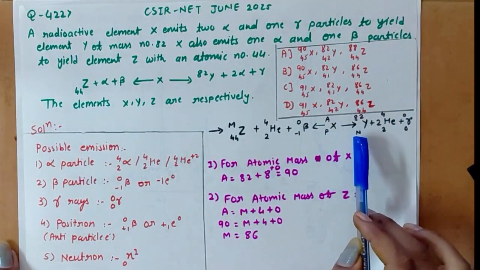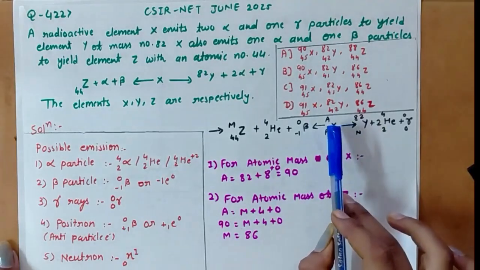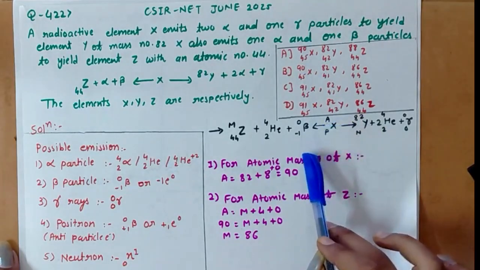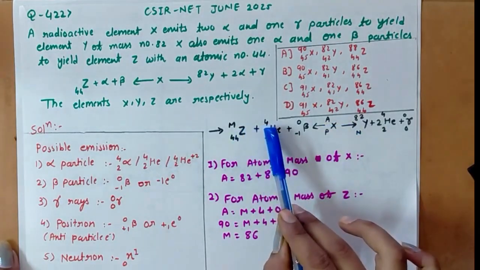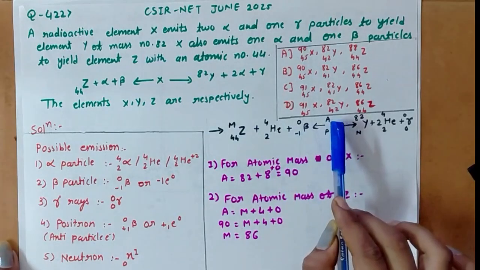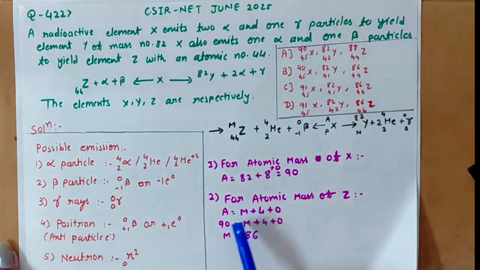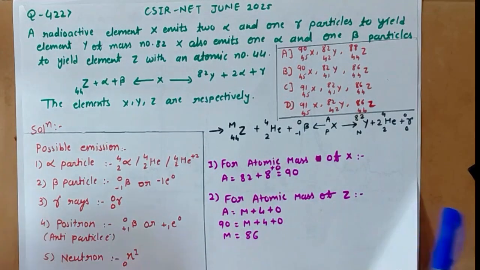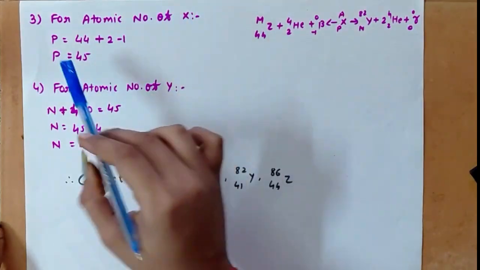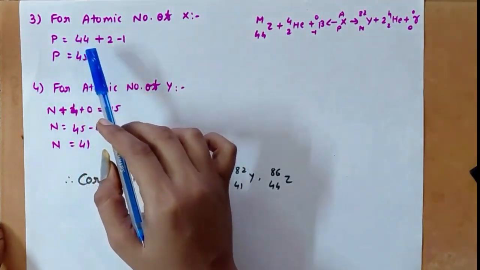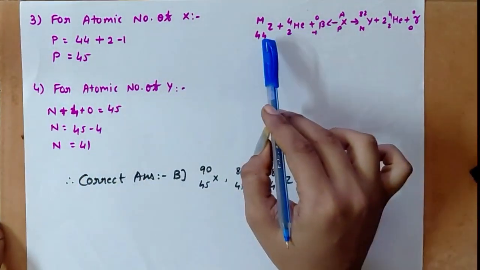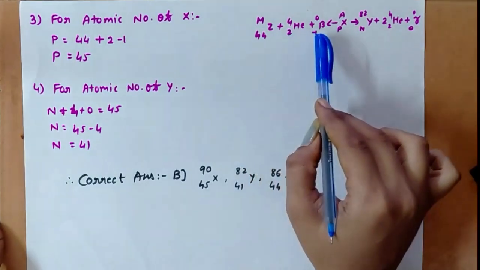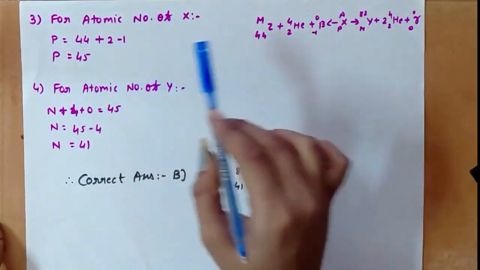Second, for the atomic mass of Z, A is equal to m plus 4 plus 0, and the value of A is 90. So by putting this value, 90 is equal to m plus 4 plus 0, so m is equal to 86. For the atomic number of X, P is equal to 44 plus 2 minus 1, which is equal to 45.